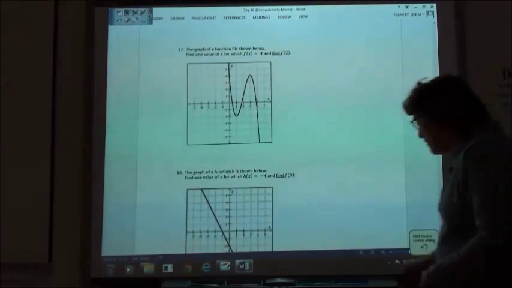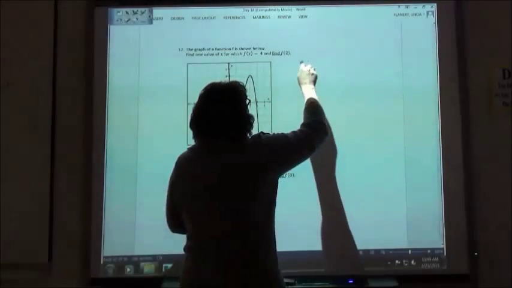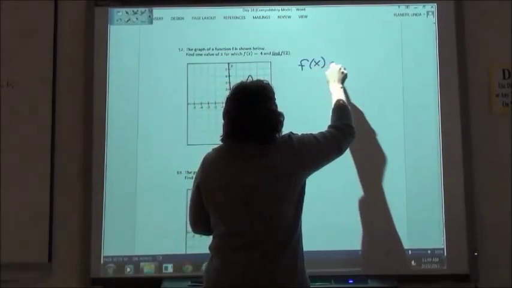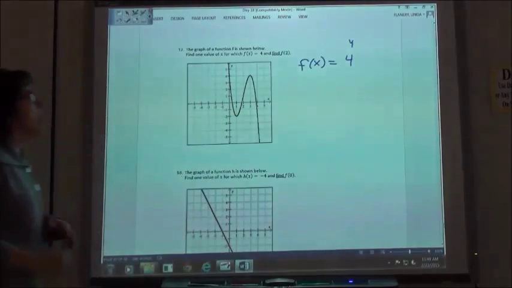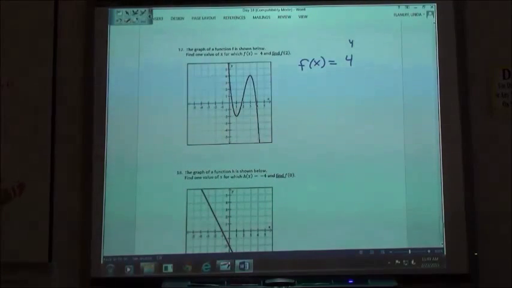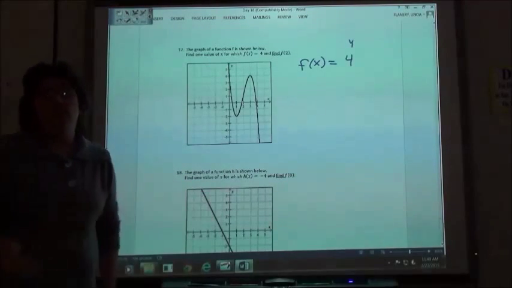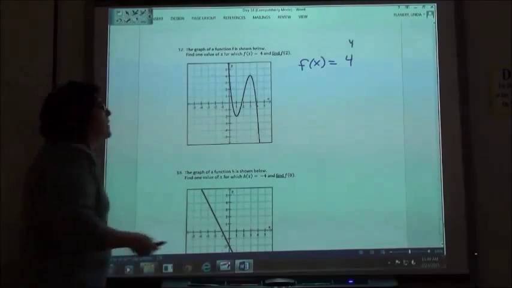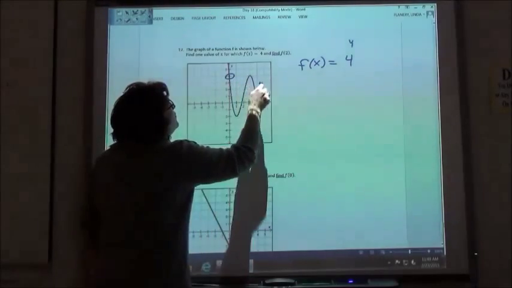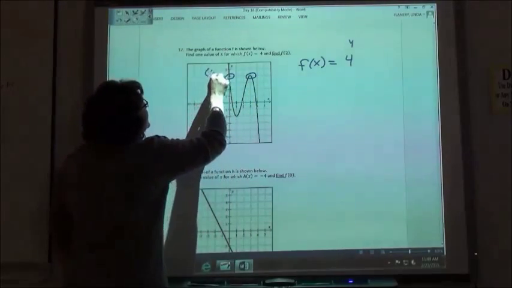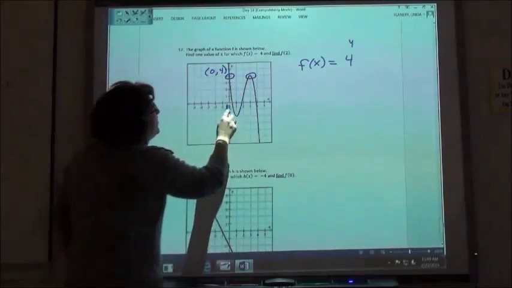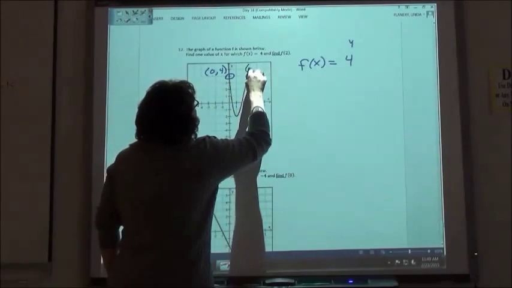So number 17 starts off with finding f of x equals 4. That means the y value is 4. I want to find the point on my graph that has a y value of 4. Now if you look at the graph, you actually have two different points. Here the y value is 4, and here the y value is 4. This point is at 0, 4. This point is at 3, 4.